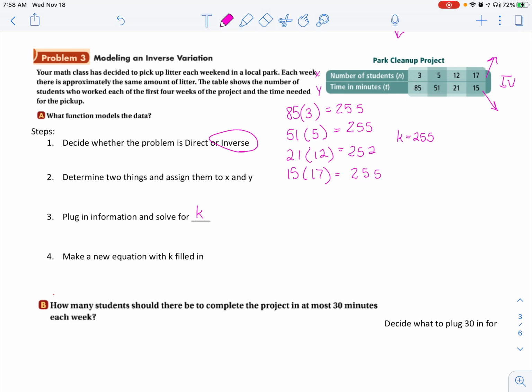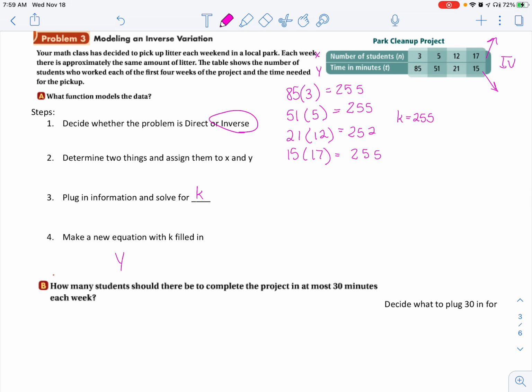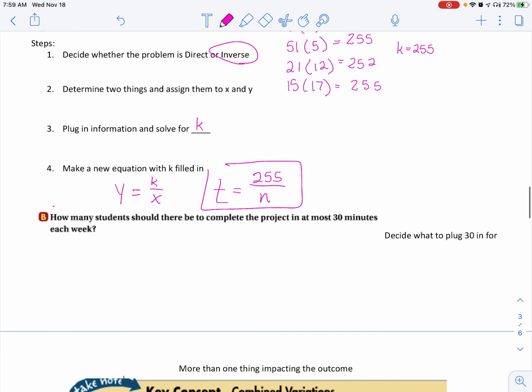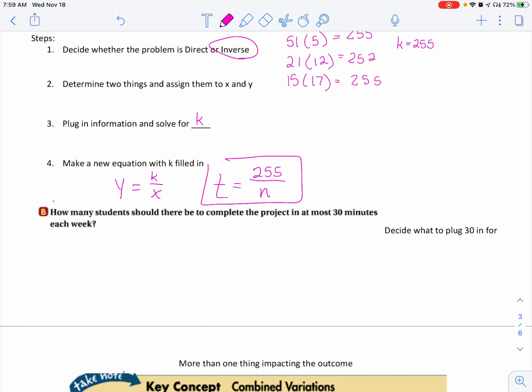And I'm going to make a new equation with k filled in. So it would be y equals k divided by x. So in this case, my time is my y, my k is 255, and my x is my number of students. And how many students should we expect to be complete? So that's like my generic equation. This equation will work for any amount of students or any amount of time. If you're like, well, this is how long it took, how many students were there. So you can use that to predict the future.